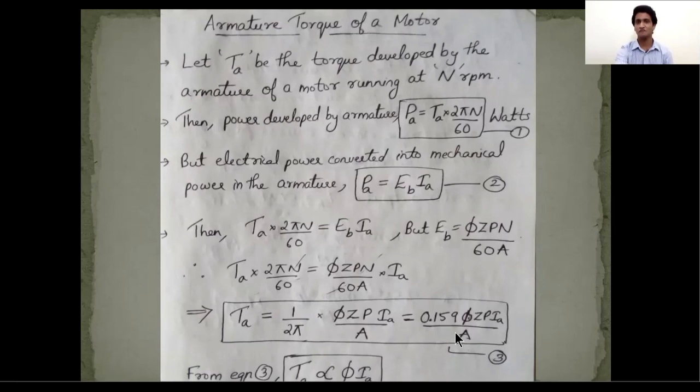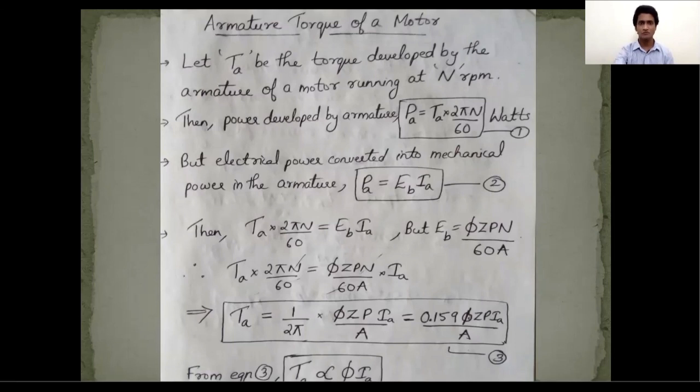It is the equation for armature torque developed in my armature. From this equation, we can conclude that TA is proportional to phi IA, because 0.59, Z, P and A are constants. So the only variables are flux and armature current. So TA is proportional to phi IA, and this conclusion is very important when we move on to the characteristics of a DC motor, and we will have a discussion on that topic in the next session.